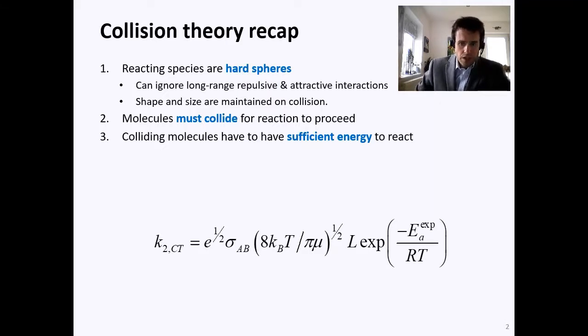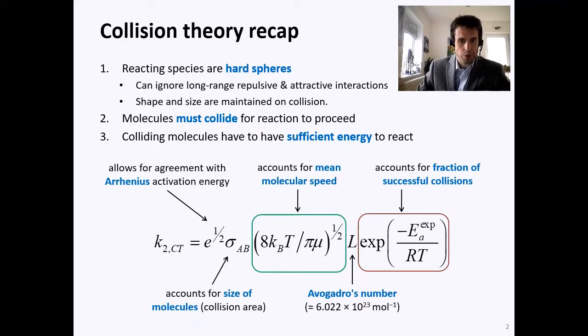Okay, so here is the collision theory equation, and once again you've got quite a horrible looking equation, but we did explain all of these different pieces, and just to recap, this is where all the pieces come from. So this Euler's number to the half, this is the bit that allows our activation energy in this exponential term here to be the same as the activation energy in the Arrhenius equation.